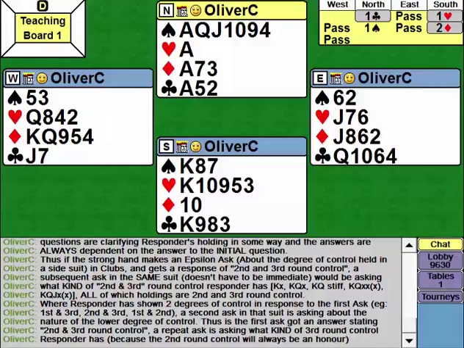It might be King Queen Stiff, which would be both. And it might be King Queen XX, i.e. at least a four card suit without the jack. And it might be King Queen Jack X with the jack. And all of those are kinds of second and third round control, and they are all potential responses to a repeat Epsilon in that suit.